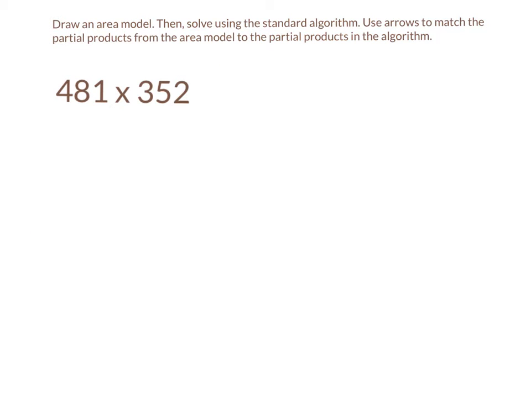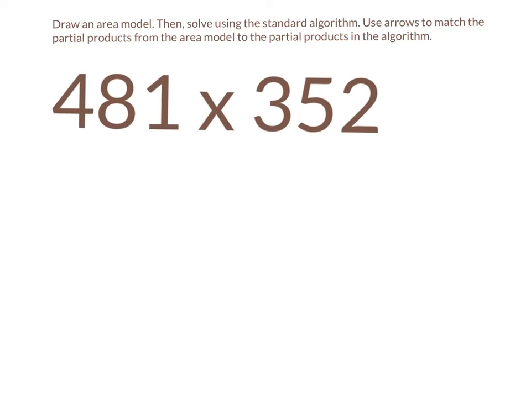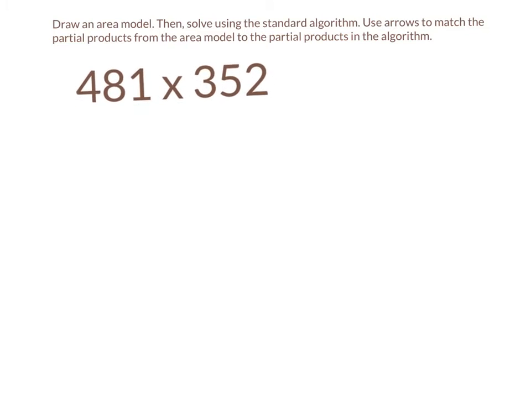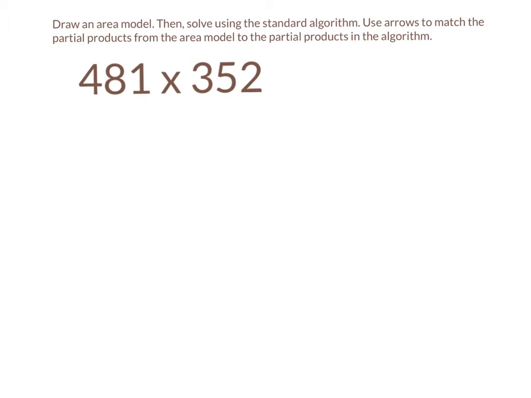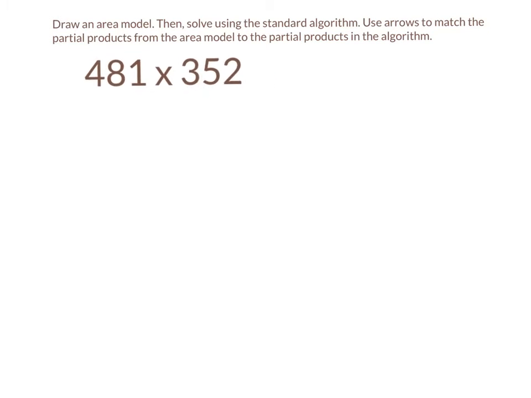By now, these directions should look familiar to us. Draw an area model and then solve using the standard algorithm. Use arrows to match the partial products from the area model to the partial products in the algorithm. Have we seen this before? Yes. What's different this time, though? We have 481 times 352. What's different about this from what we did before? Jaden? It's 3 digit by 3 digit.